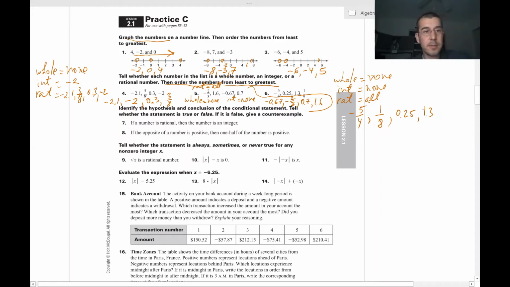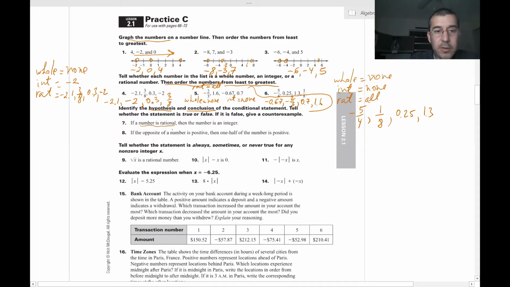All right. Numbers 7 and 8, identify the hypothesis and conclusion of the conditional statement. So we know a conditional statement has a hypothesis and a conclusion. Something like, if this, then that. If this is hypothesis, that is a conclusion. So for number 7, number is rational.